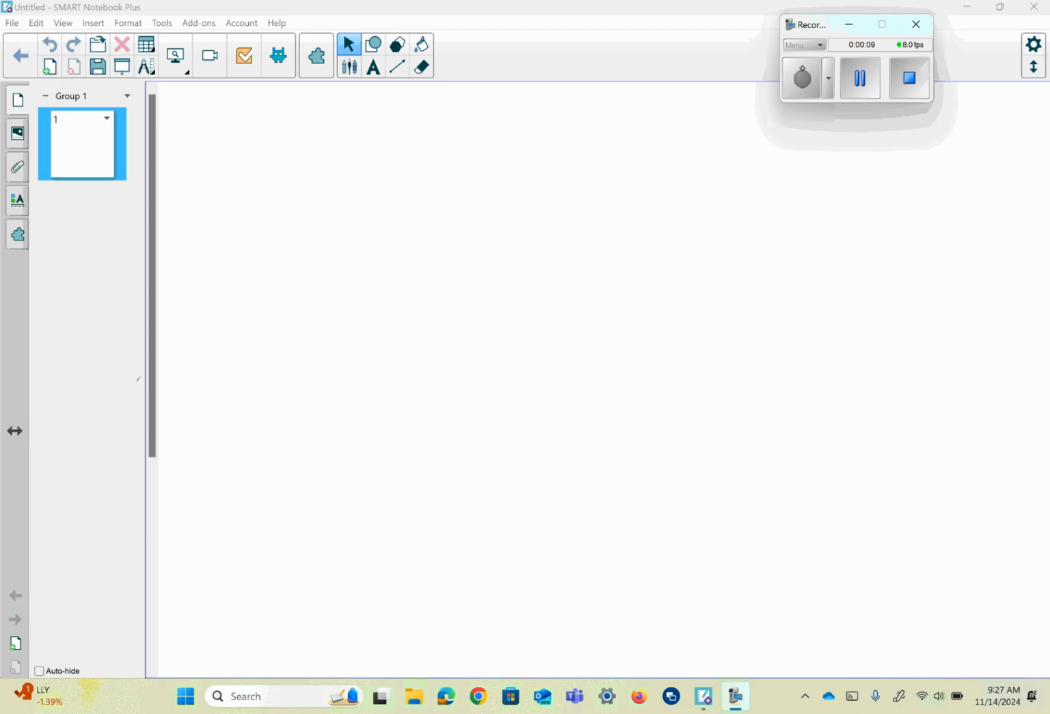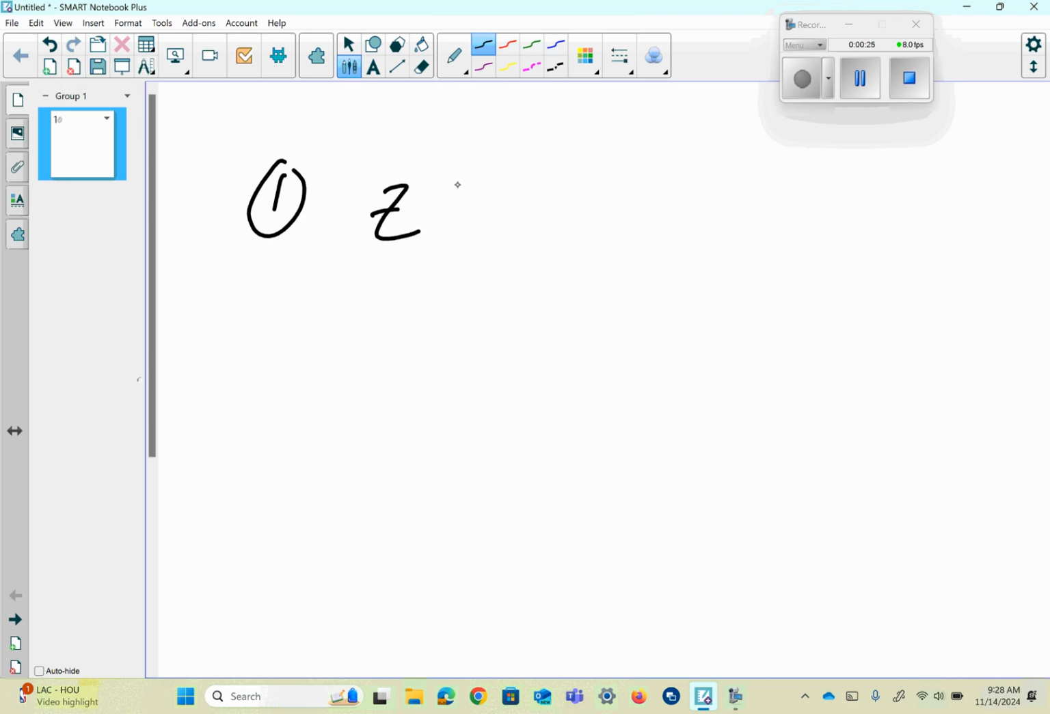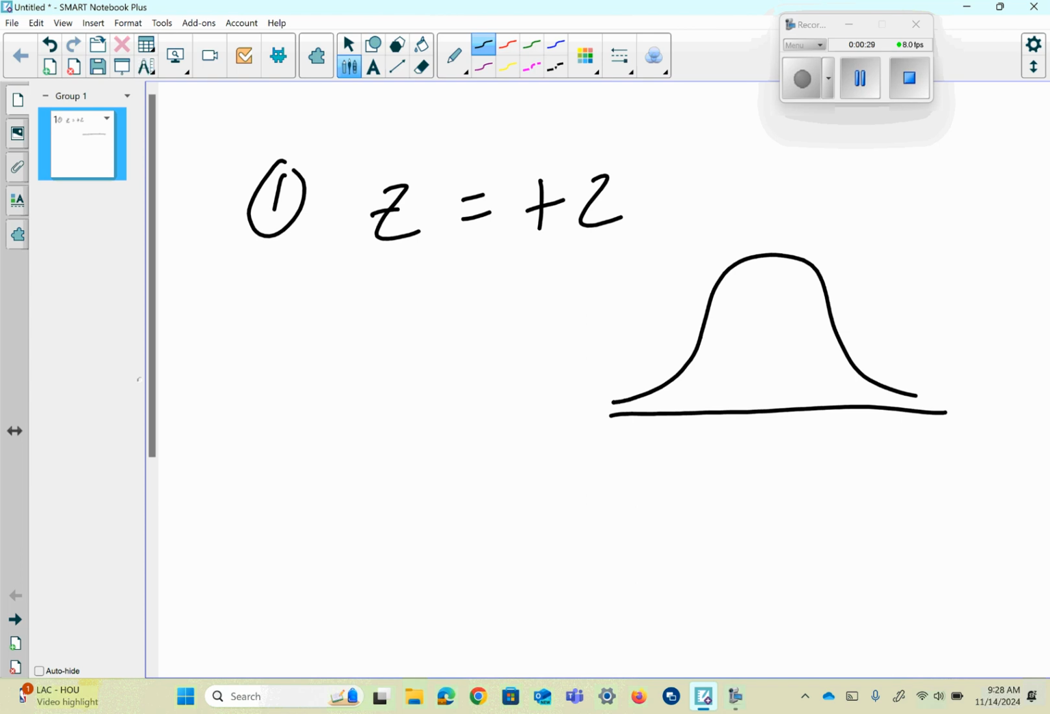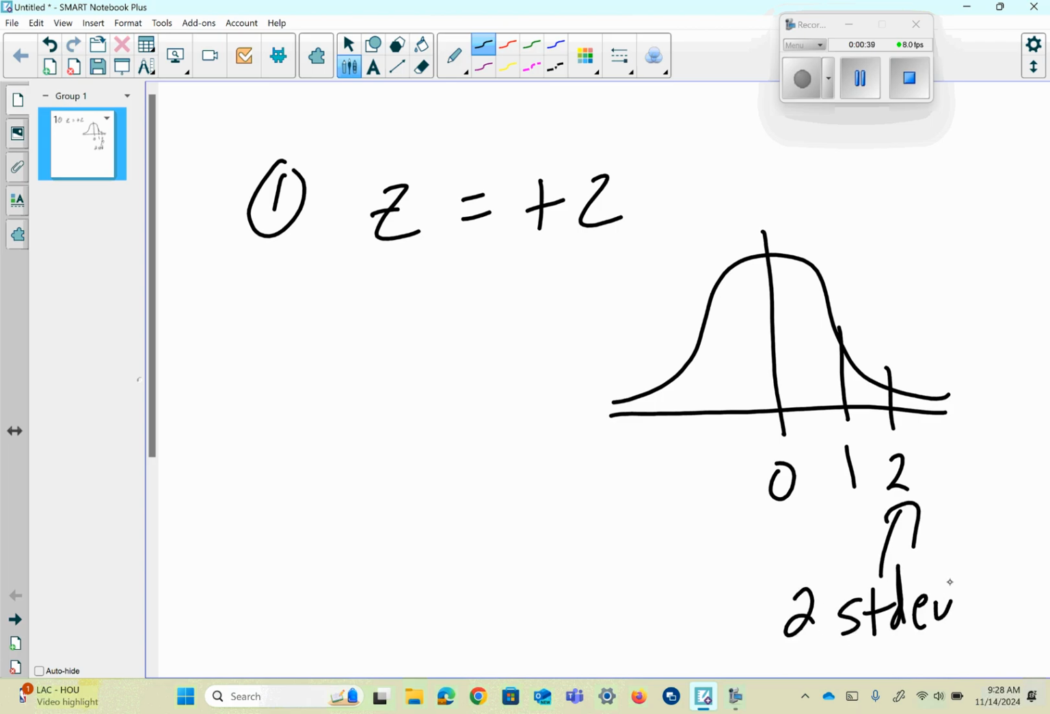Number one on the review says, if someone says in the 50-yard dash, my time is at a z-score of +2, explain to them what this might mean. So for problem number one, their z-score is equal to +2. Basically, on the normal distribution, it means that they are 2 standard deviations above the mean.